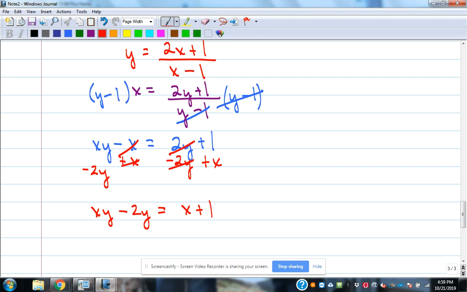This is where your algebra ninja skills come in real handy, because when I look at the left-hand side, what do both of them have?